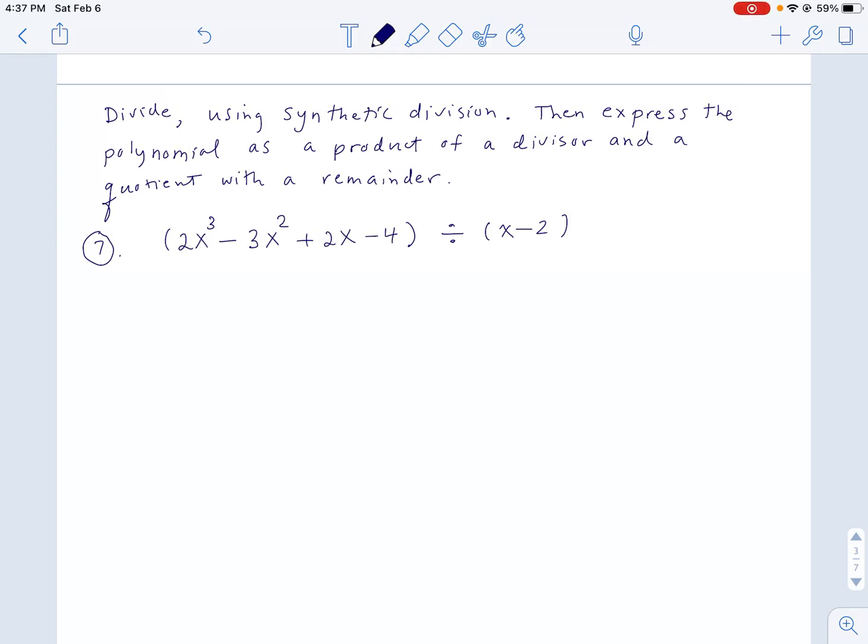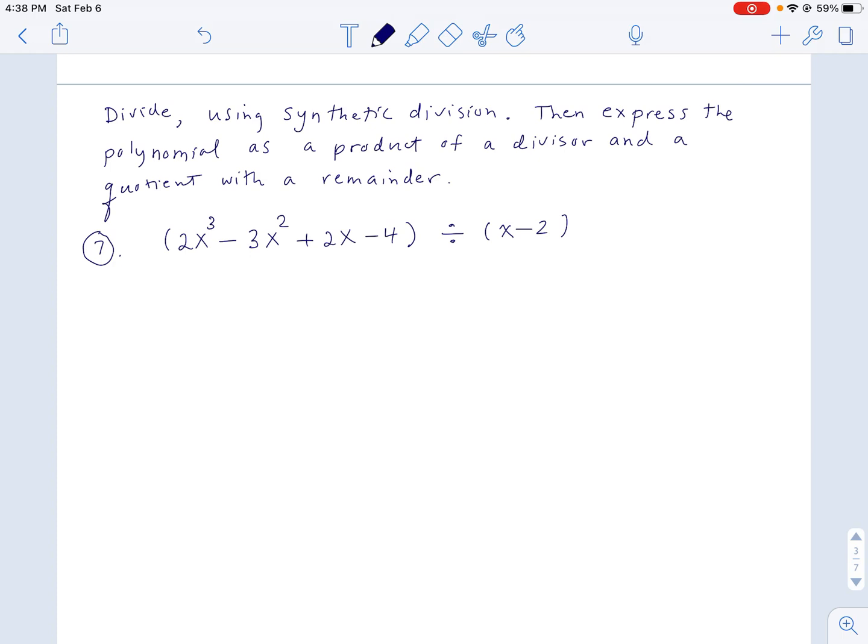Okay, Rose, the second set of problems involves synthetic division, which is almost the same thing as synthetic substitution. So on page 334, I'm going to look at class exercise number 7, which says take 2x to the third minus 3x squared plus 2x minus 4 and divide all that by x minus 2.